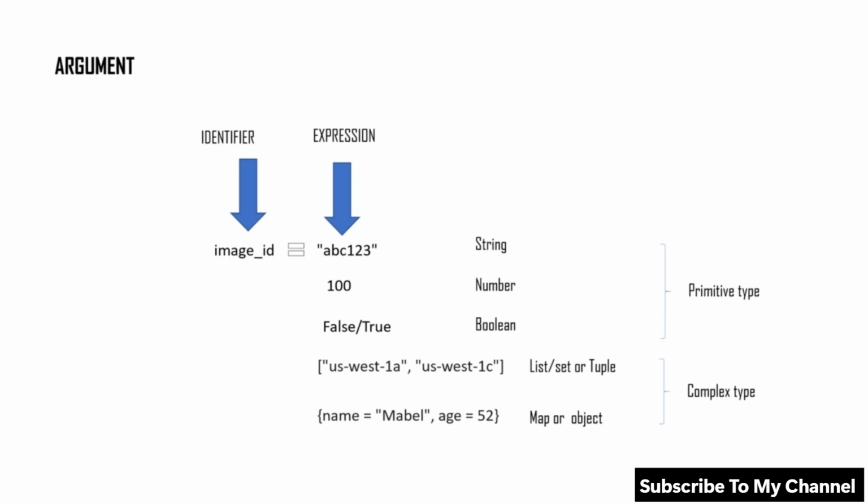So let's talk about arguments. Arguments consist of an identifier and an expression. Here in this particular example, the identifier is image_id, and the expressions can be of the following types. It can be a string, a number, a boolean, or it can be of a complex type, that is a list, a tuple, a map or an object. These primitive types and complex types are something that I will teach you when I'm teaching you about variables.